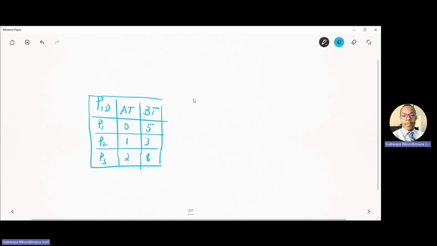Now the question here: find completion time, find turnaround time, and find waiting time. I forgot to mention the waiting time. It's the time a process waits in order to be served, in order to be executed. That's called waiting time. So you can write the formulas here. Completion time will be the first to calculate.